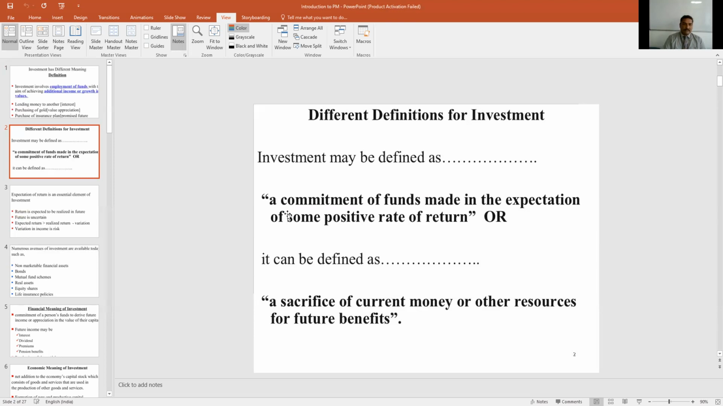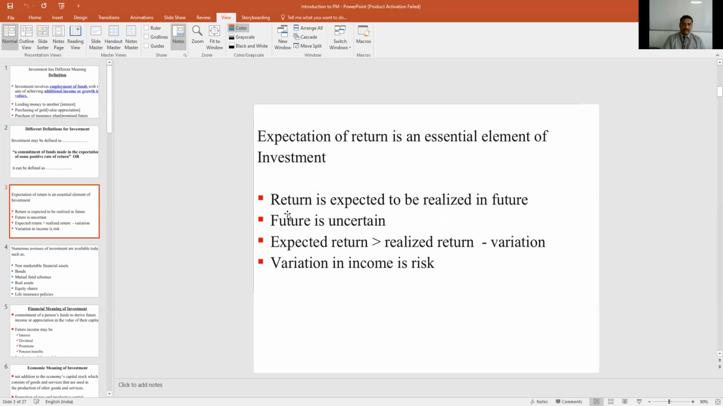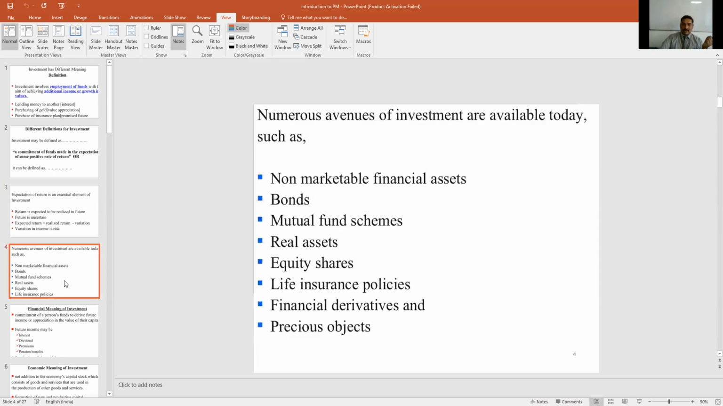Next, expectation of return is an essential element. It is with the return expectation only that we are making investments. As I said, nobody is willing to let their money go into loss, so they are expecting something in return. Why we are making these investments, we'll be discussing in the upcoming slide as objectives of investment. Okay, so there are numerous ways to invest our money.